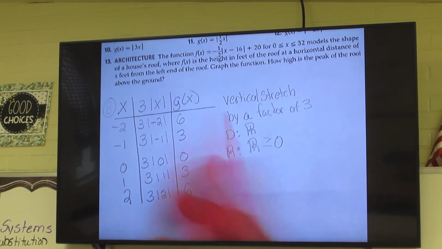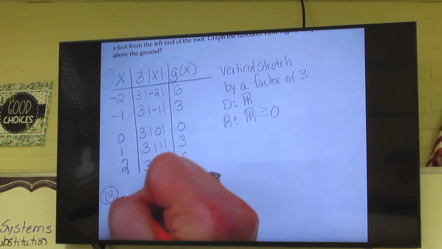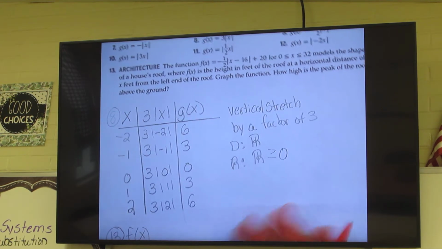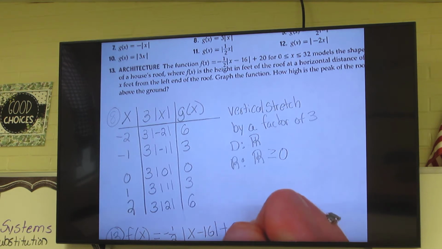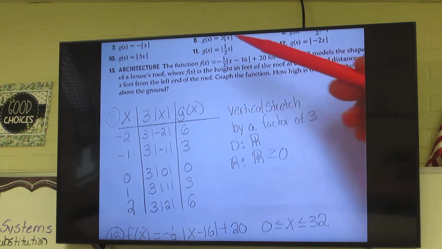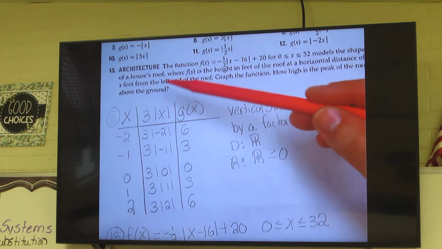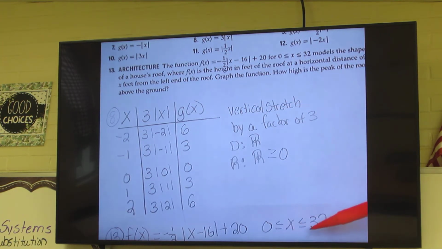All right, let's look at how this would be related to a word problem, a real life problem. The function f of x, and I'm just reading from number 13, f of x equals -1/2 absolute value of x minus 16, close absolute value, plus 20, but our domain is specified this time. You can only have values 0 to 32 because this models the shape of a house roof, where f of x is the height of the roof at a horizontal distance of x feet from the left end of the roof. So you can't have a negative distance. So it has to be 0 to 32.